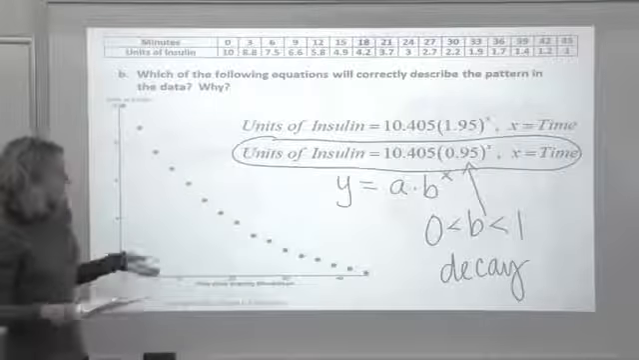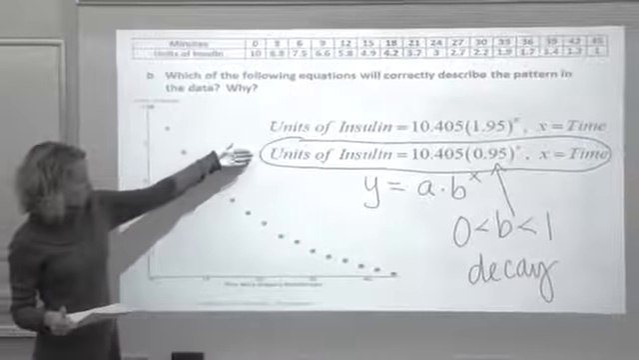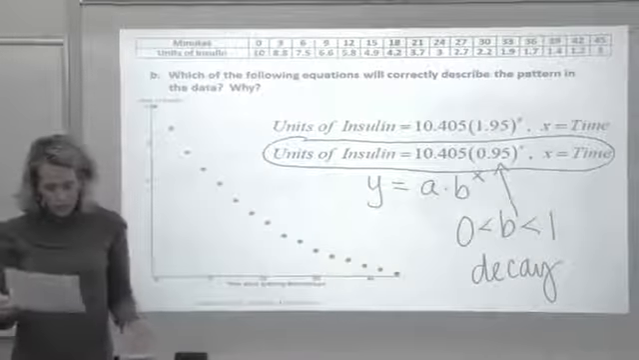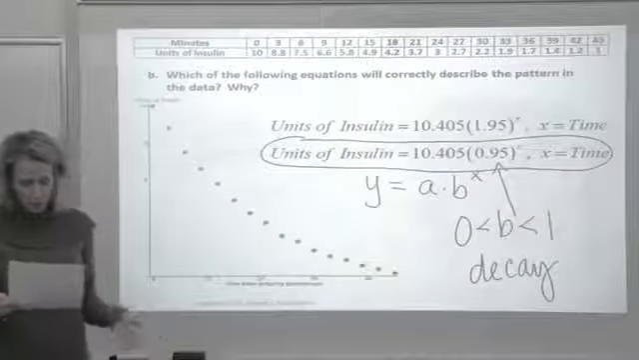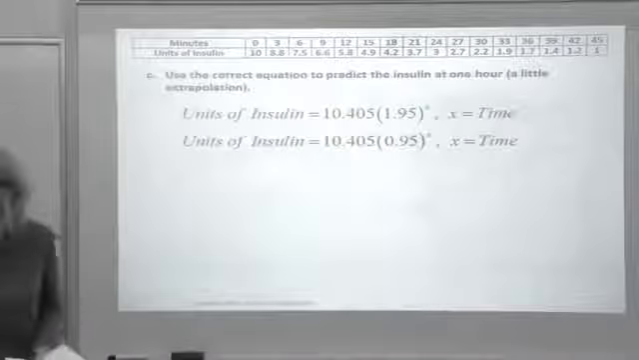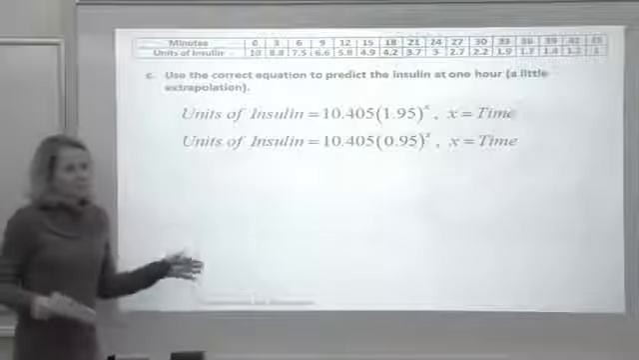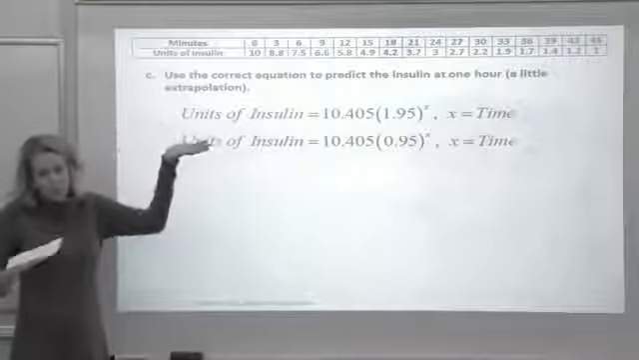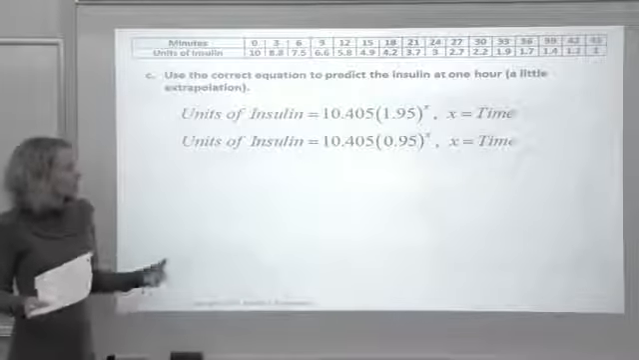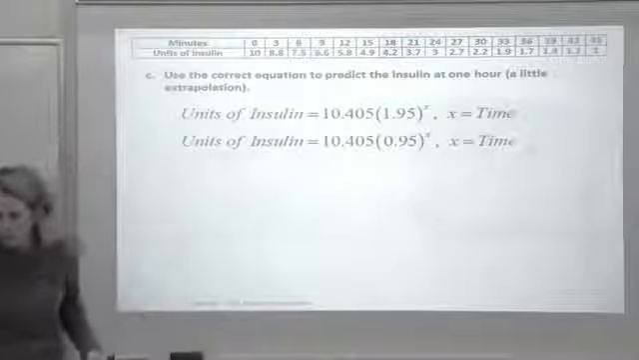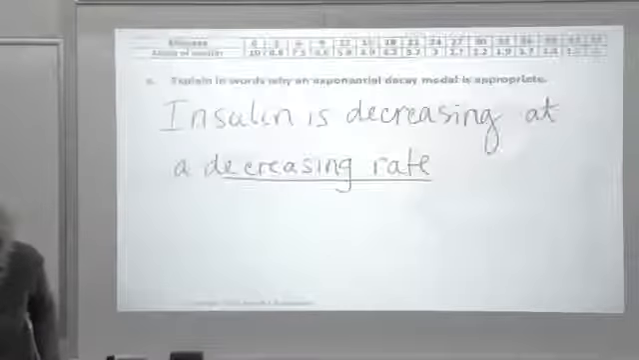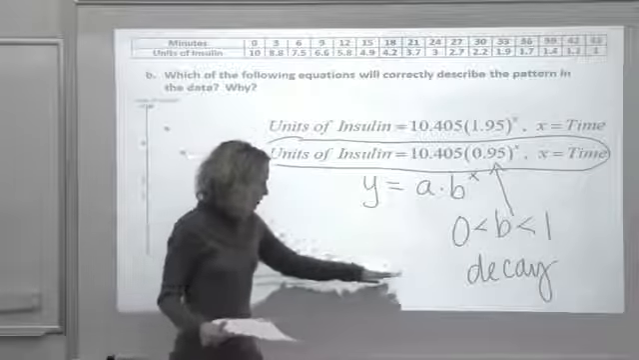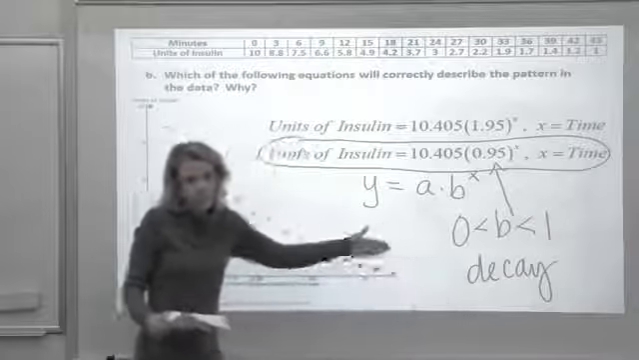All right, next thing, let's pick the correct equation, the second one here, and we're going to do some prediction. Use the correct equation to predict your insulin at 1 hour. Now, a little confession, we're definitely doing a little extrapolation here, right? Our data only went out to 45 minutes. But as you can imagine, over time, the insulin level is just going to continue to decrease. This is probably going to get closer and closer and closer to zero.